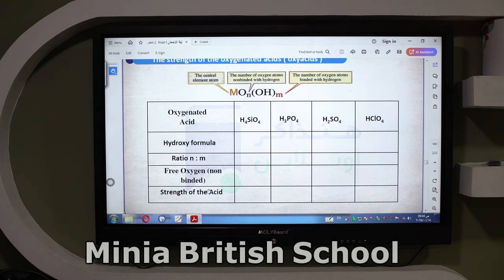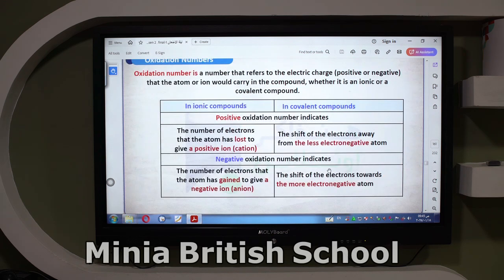And the strength of acids is measured by the number of oxygens non-bonded with hydrogen. So we haven't any of them, so it's a weak acid. But in this case, only 1 hydrogen will be separated with only 1 oxygen, so we have 3 oxygens non-bonded with hydrogen, so it's the strongest acid.